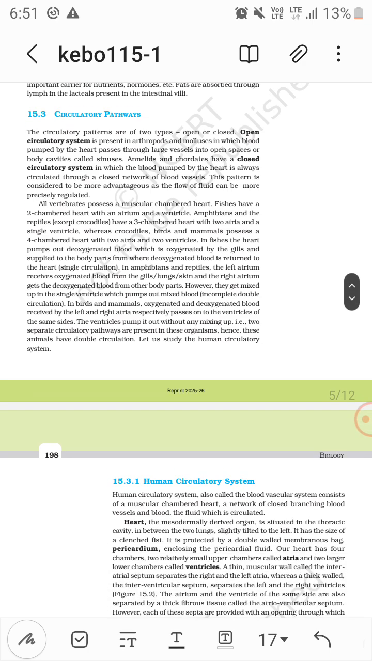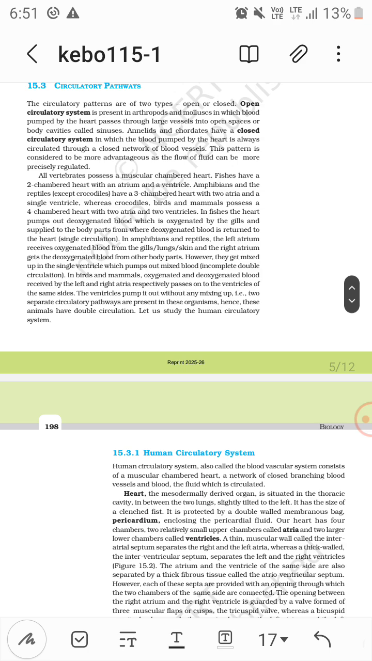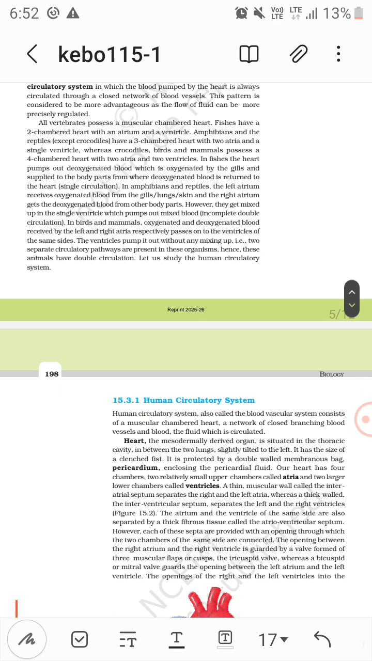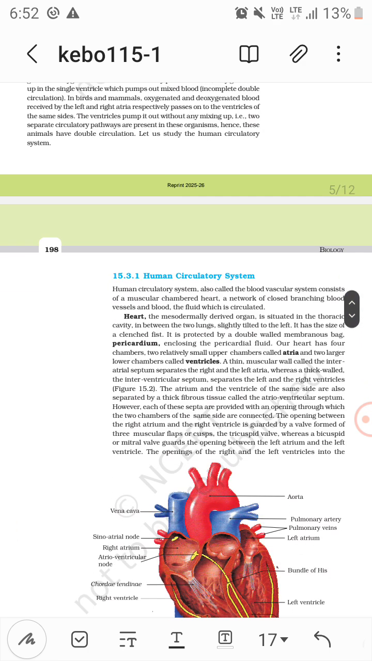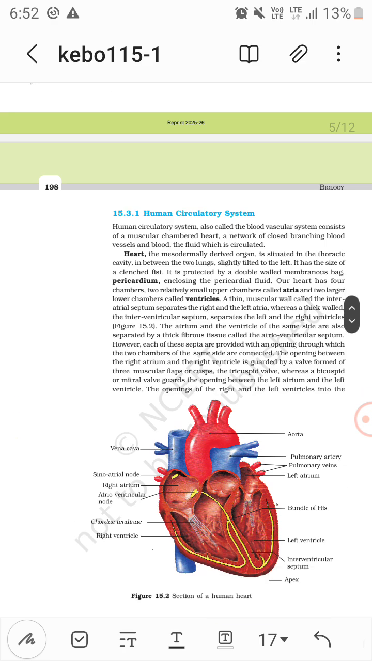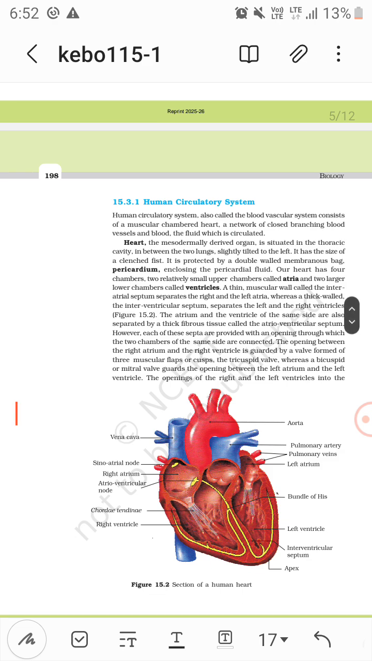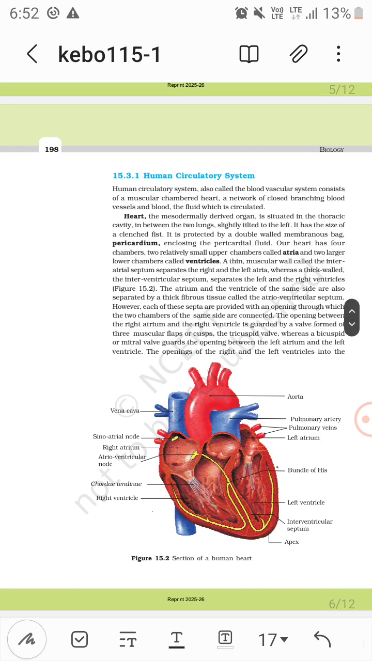Now all vertebrates possess a muscular chambered heart. Okay, fish have two, reptiles have two or three, amphibians have three, and crocodiles, birds and mammals have four. Crocodile is an exception. Now in the human circulatory system, the heart is mesodermally derived, right? And the pericardium is a double-walled membranous bag, right? It has fluid, that is pericardial fluid. Okay, they have atria and ventricles; ventricles are thick, atria are thinner.